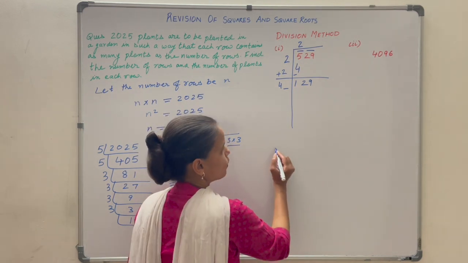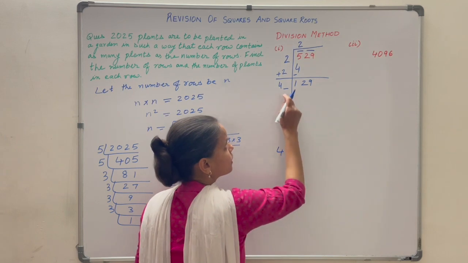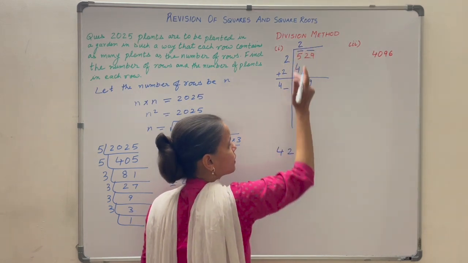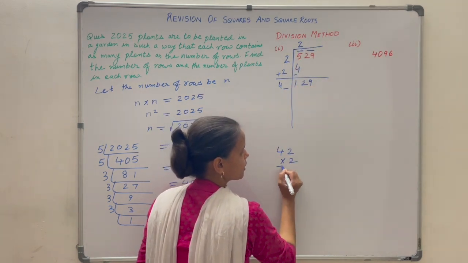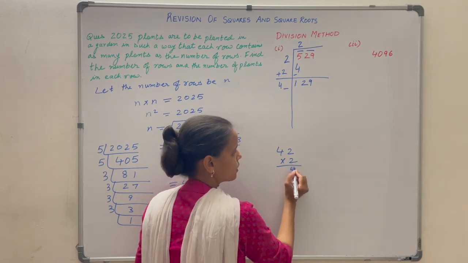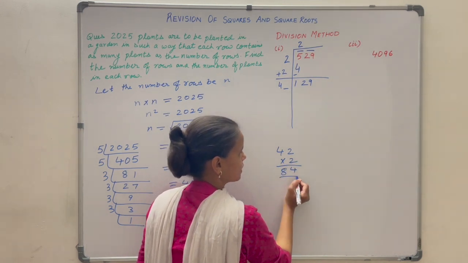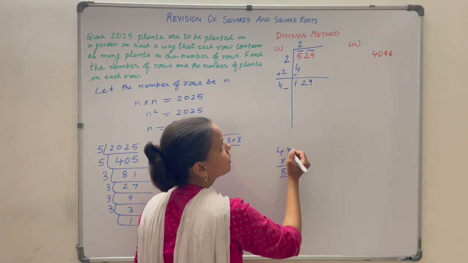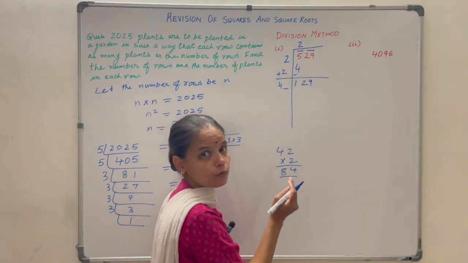So let us try out. 42, here we'll write 2. So here also we'll write 2. So that means you have to multiply here by 2. So 2 into 2 is 4 and 4 into 2 is 8. So let us check out because you have to look out for the largest number.